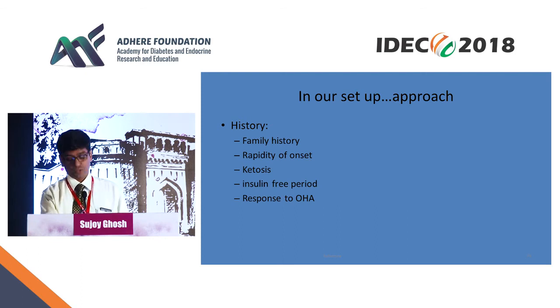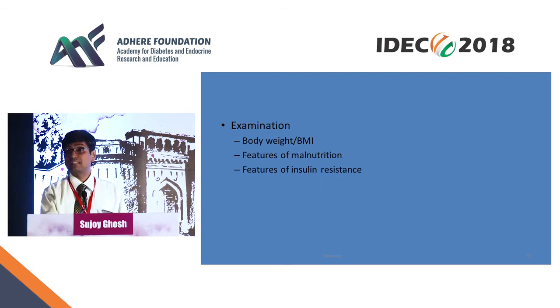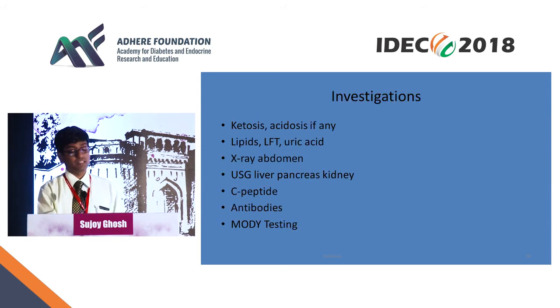And what has been the response to oral agents? In the examination, the body weight and the BMI is important. Features of malnutrition, particularly in type 1 and FCPD, is important. Features of insulin resistance in type 2 diabetes is important. In terms of the investigations, whether there is any history of ketosis or acidosis, the lipids and the liver function test and uric acid are actually very useful in diagnosing type 2 diabetes and metabolic syndrome.